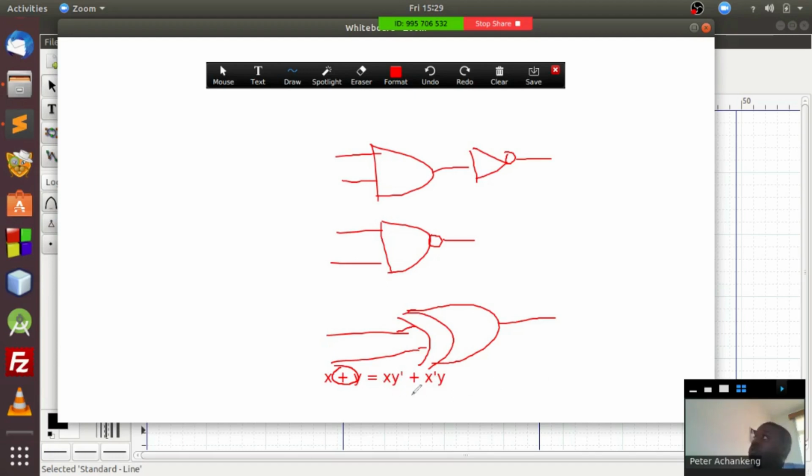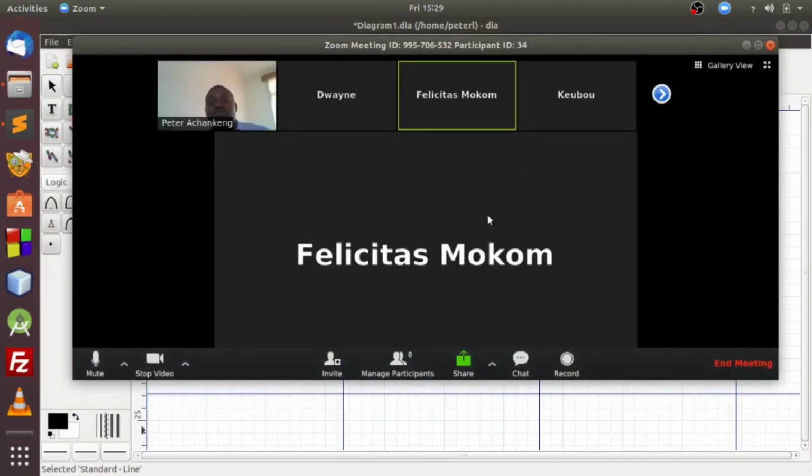So at home, you might want to try to see if you can use the AND and OR gates and the inverter to produce an XOR gate. All right. So that was just an aside, just to record that there are other kinds of gates. Is that okay? All right. Let's just continue.